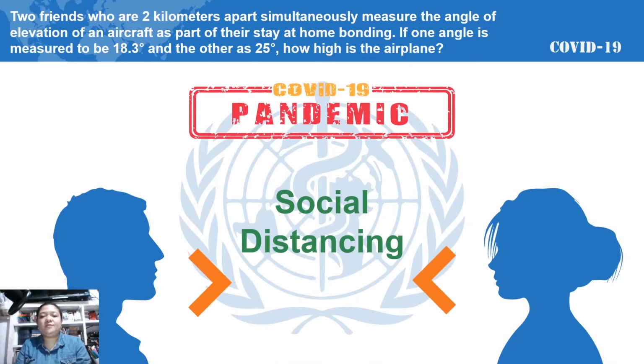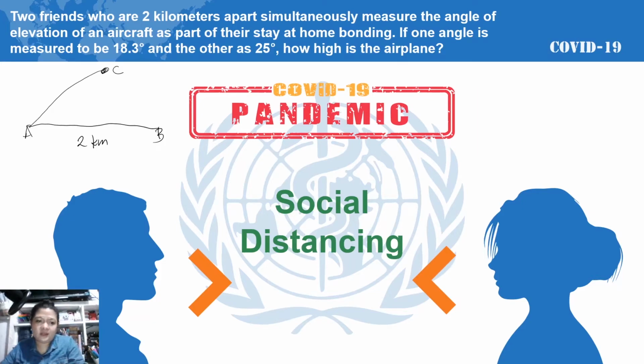Two friends who are 2 kilometers apart simultaneously measure the angle of elevation of an aircraft as part of their stay-at-home bonding. If one angle is measured to be 18.3 degrees and the other as 25 degrees, how high is the airplane? So first, we will draw. So for example, here is friend A and here is friend B. So the distance is 2 kilometers. So they are observing an aircraft here that's called point C.